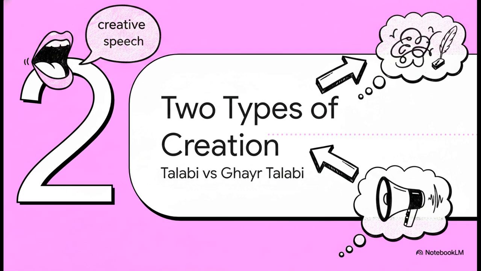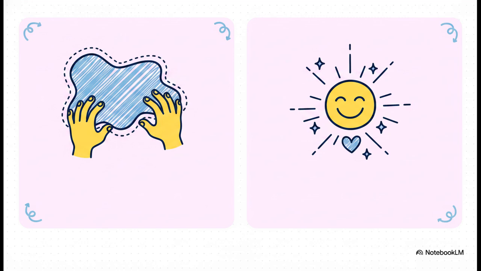Moving on to Section 2, the two types of creation, request-based versus non-request-based. Now that we've got a handle on how speech can be a creative act, it's worth noting that rhetoricians neatly divide this creative speech into two distinct buckets. Let's take a look at those. On one side, we have talabi, which is request-based. This is when your speech actively demands something that isn't currently happening. You're basically asking for a change in the world. And then on the other side is ghair talabi, or non-request-based speech.